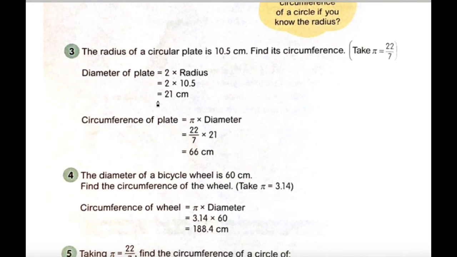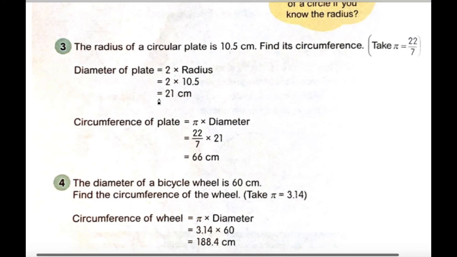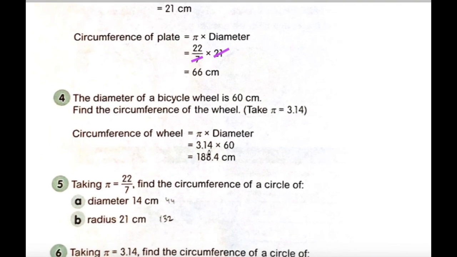For example, the radius of a circular plate is 10.5 centimeter. Find the circumference. It said pi 22/7. But you only know the radius. Find the diameter first. You will get 21 centimeters. So 22/7 times 21. You can do this. And this one becomes 3 times 22 will be 66 centimeter.